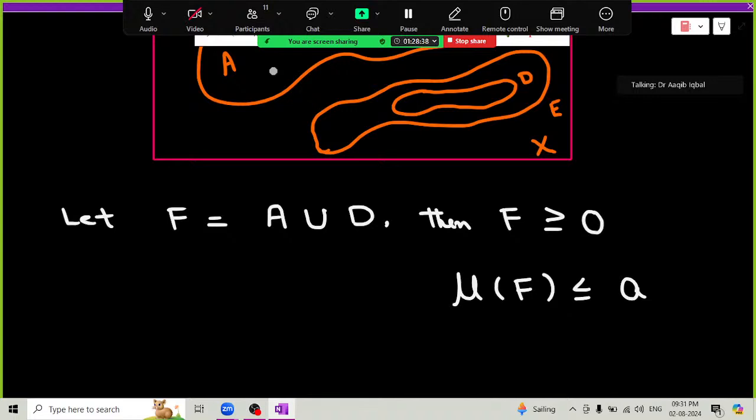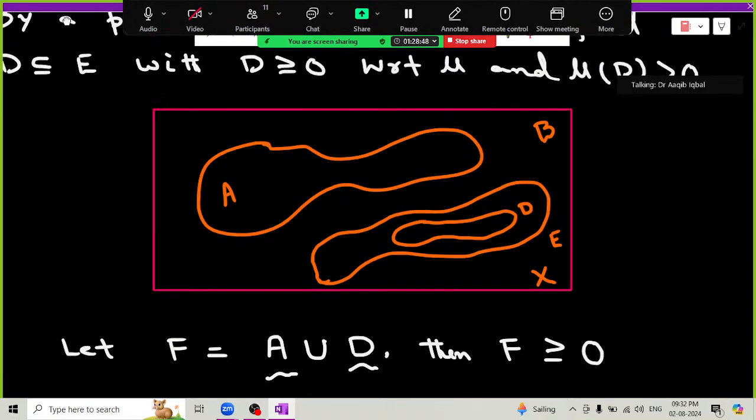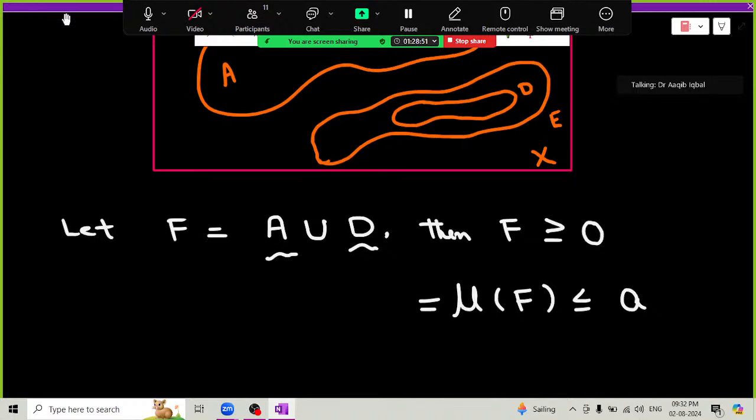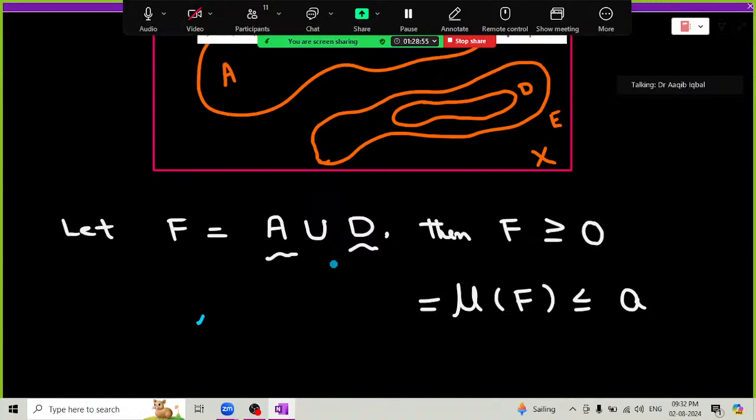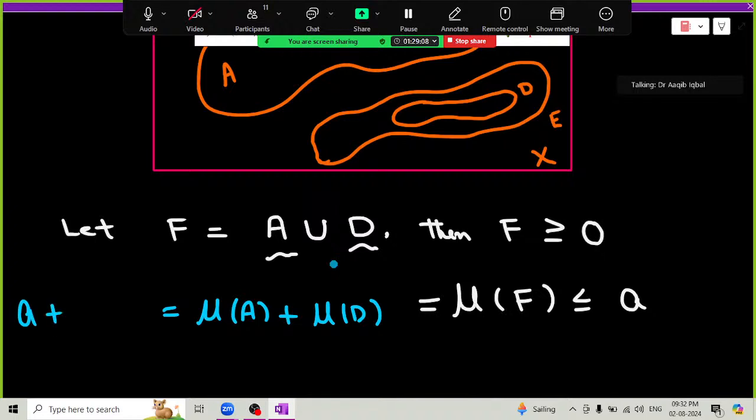Now what is mu of F? We can compute this. F is the union of A and D. A and D are coming from sigma algebra and they are disjoint also. वो पिक्चर से आप देख सकते हैं. They are disjoint also. So I can use additivity of mu. So this I can write as mu of A plus mu of D. What is mu of A? Mu of A, I know that it is little a. And mu of D, वो ऐसे लिखेंगे. So mu of A plus mu of D is less or equal to mu of A.